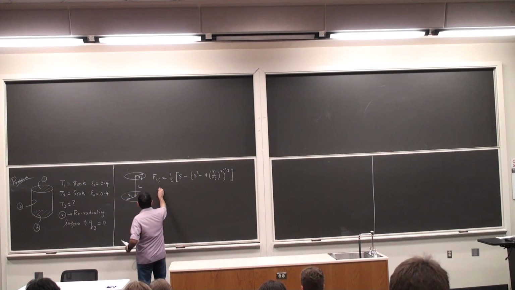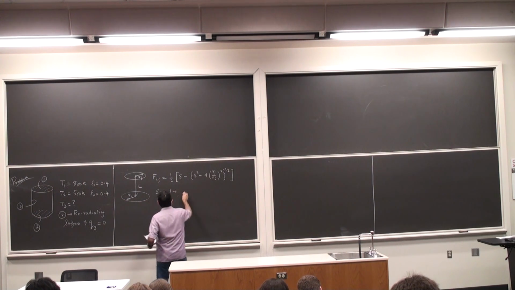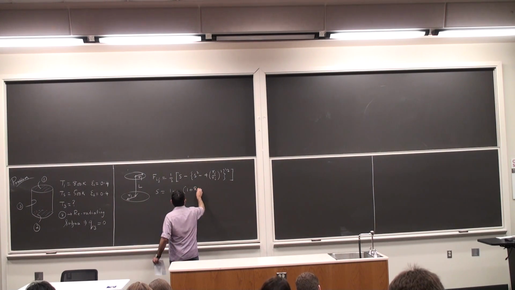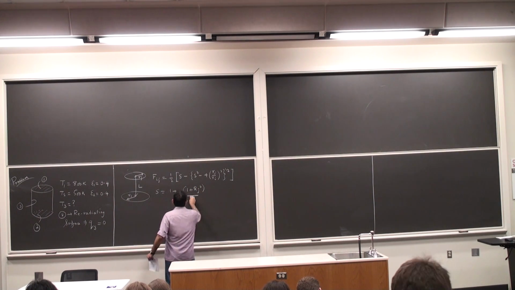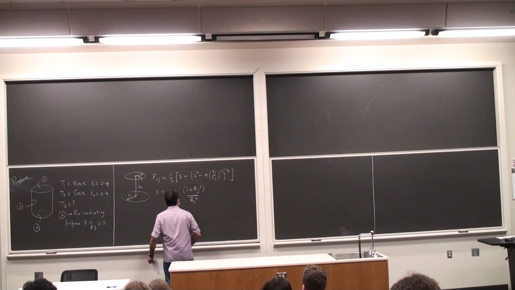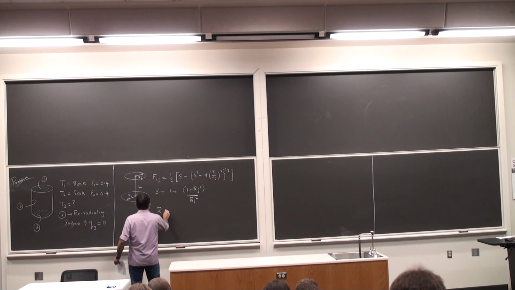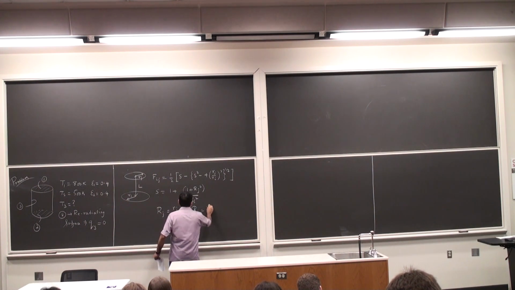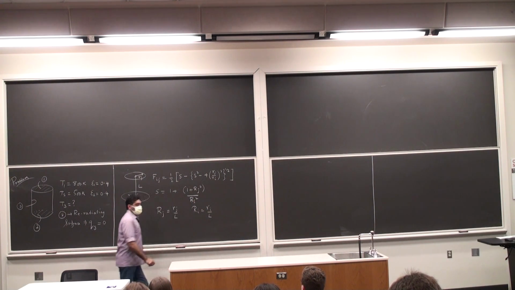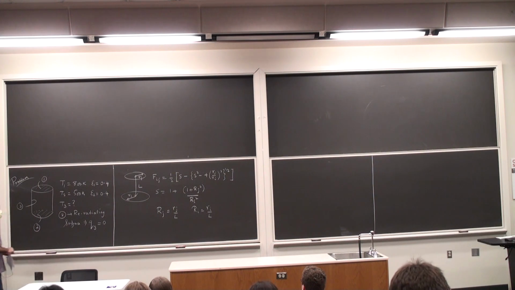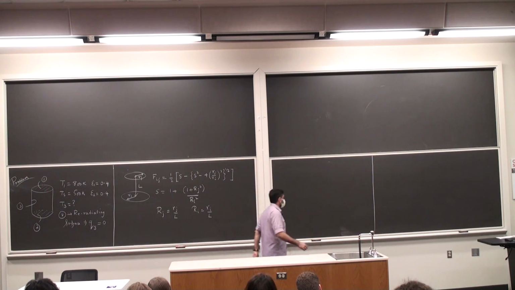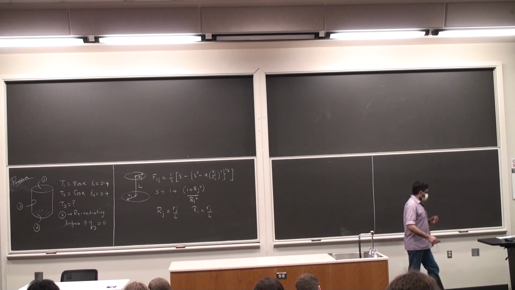And S is 1 plus Rj square by Ri square. Okay. So let's do this problem step by step, including the calculation of the view factors and so on.